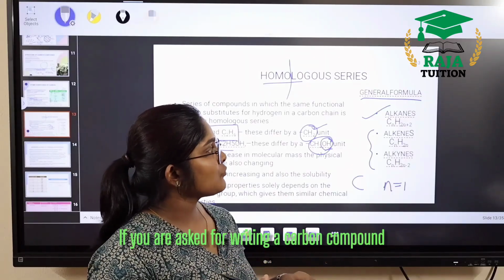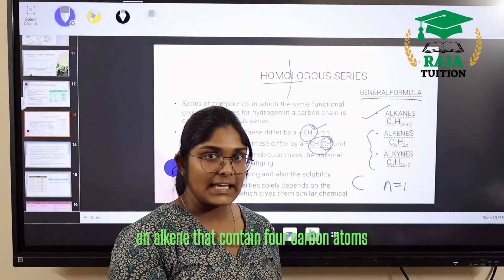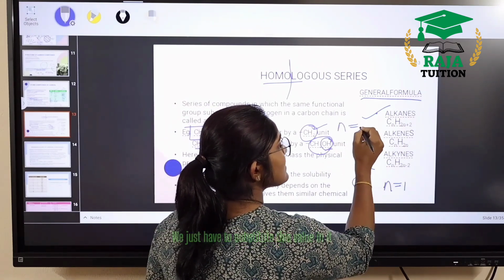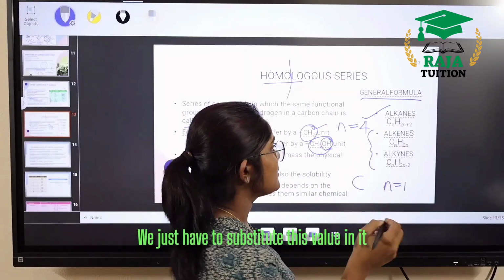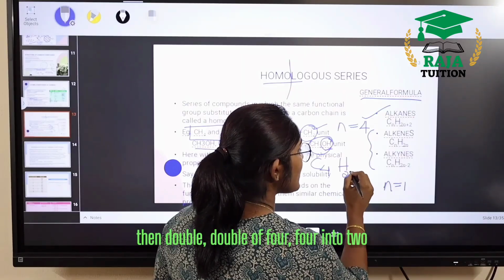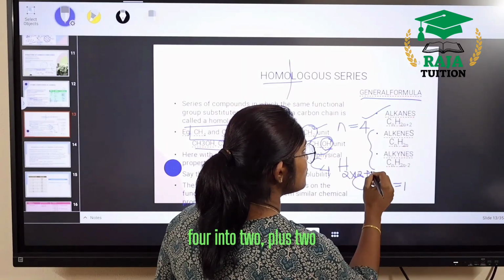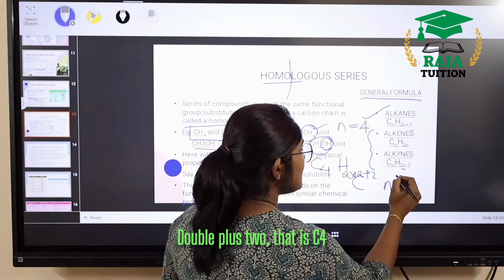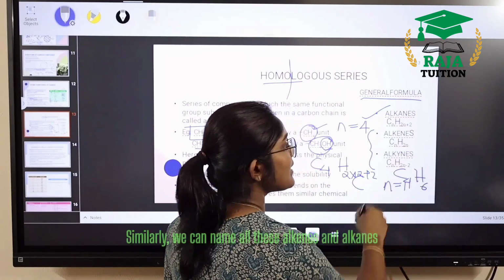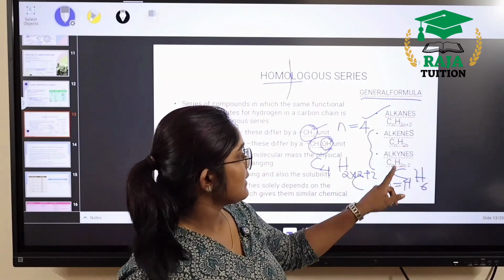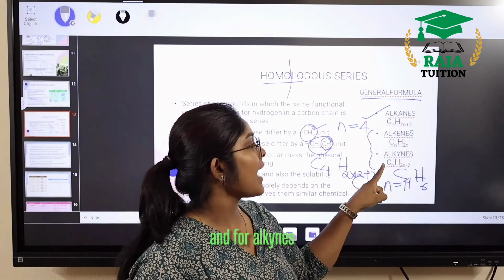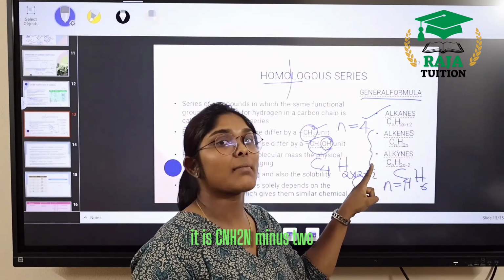If you are asked to write an alkane that contains 4 carbon atoms, how will we write it? n is equal to 4. You just have to substitute this value in it. So C4, then 2 into 4 plus 2, that is C4H10. Similarly, we can name all these alkenes and alkanes. For alkanes it is CnH2n+2, for alkenes CnH2n, and for alkynes it is CnH2n-2.